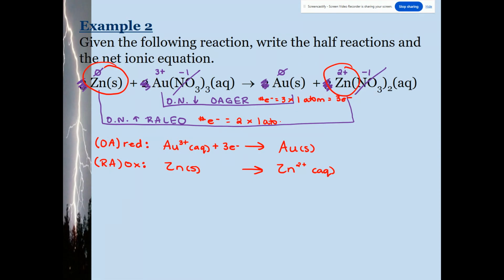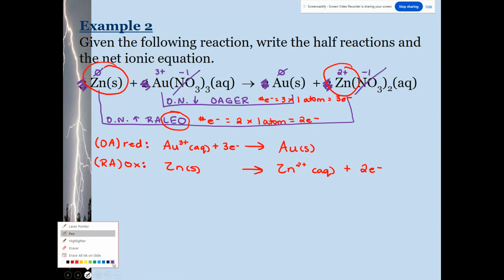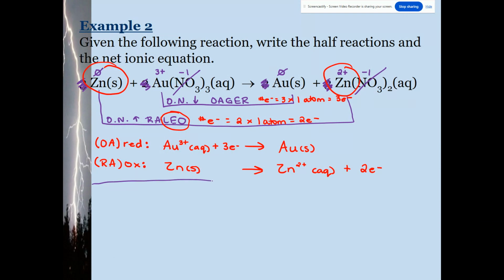So my change or transfer in electrons for my zinc half reaction is 2, and it is losing electrons, which means the electrons are a product. Now, I'm going to write the net between these two. But notice how the electron transfers no longer balance. I have to make them balance. What is the first common thing I can get them to?